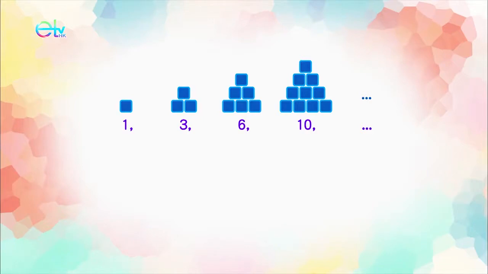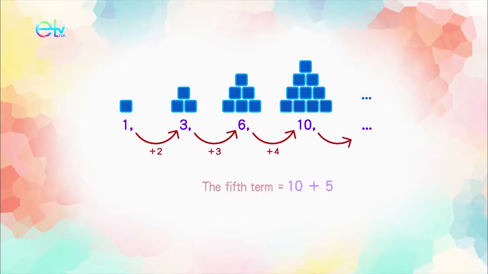The first term is 1. The second term is the first term plus 2. The third term is the second term plus 3. The fourth term is the third term plus 4. Therefore, the fifth term is the fourth term plus 5. That is 10 plus 5. This is equal to 15.